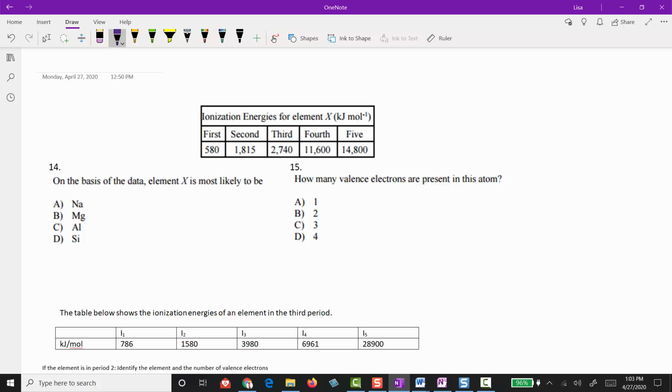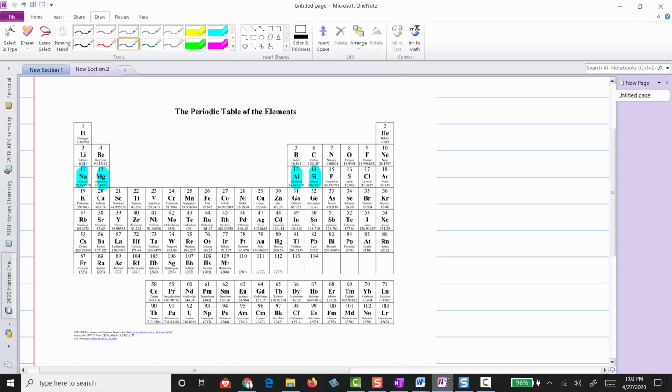All right, so we're going to look at these, because ionization energies, right? The first ionization energy is the energy to get the outermost electron. The second ionization energy is the energy to get the next one in. The third ionization energy is the energy to get the next one in. All right, so let's go over here. Let's get a periodic table.